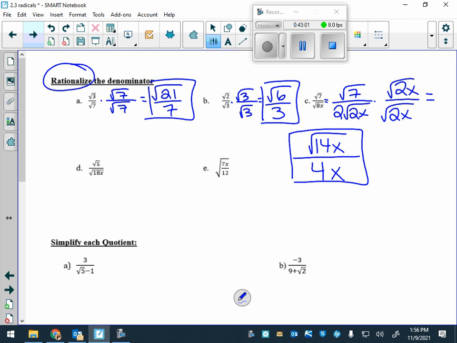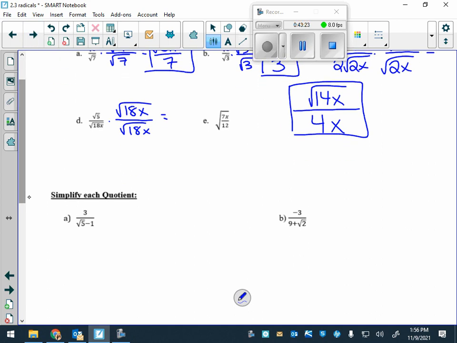Okay. So say if you didn't do that, which is fine. Say if we took D, for example, and we didn't simplify the square root of 18, and I multiplied top and bottom by root 18x, which is fine. You could multiply 5 times 18 and then simplify, okay? I know my denominator is going to be 18x.